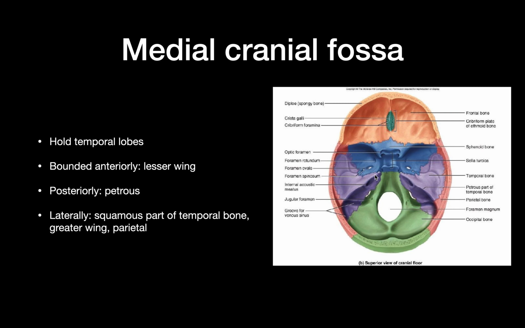So the middle cranial fossa holds the temporal lobes. They're bounded by the lesser wing right here of the sphenoid, and posteriorly by the petrous bone. So petrous is this pyramid shaped bone right here. So it's bounded right here. And laterally it is held by the squamous part of the temporal bone, the greater wing of the sphenoid, and if the skull extends upward, there would be the parietal bone.